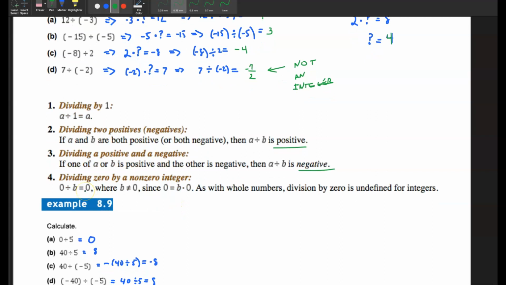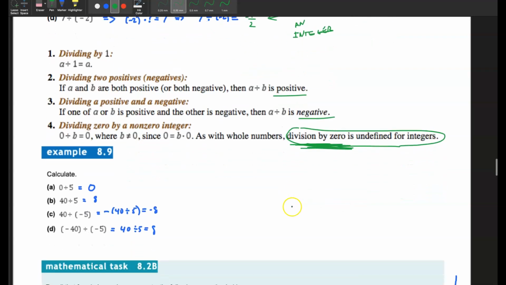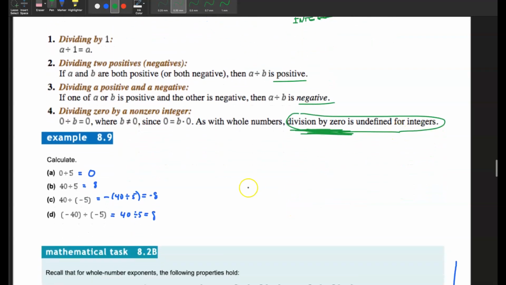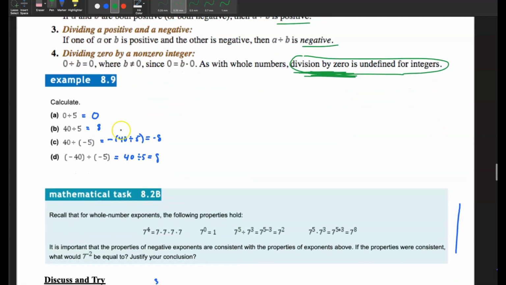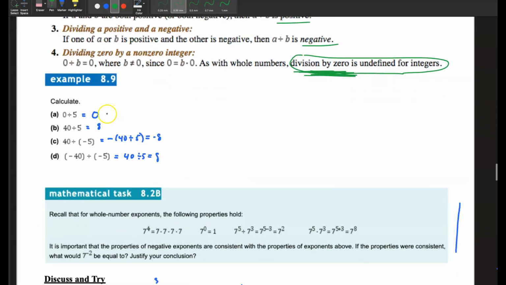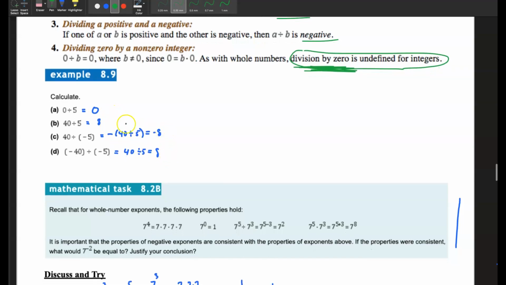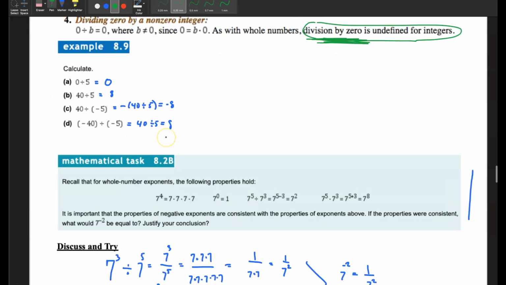0 divided by some number is 0. Remember, this is not division by 0. Keep that in mind. You cannot divide by a 0. You cannot divide a number by a 0. It's an undefined answer. And then we use this here to generate the answers using the rules. So again, make sure you take note of my notation as we do that.